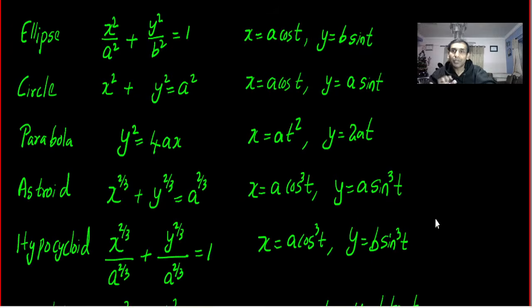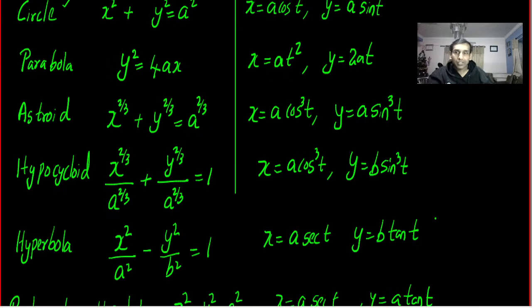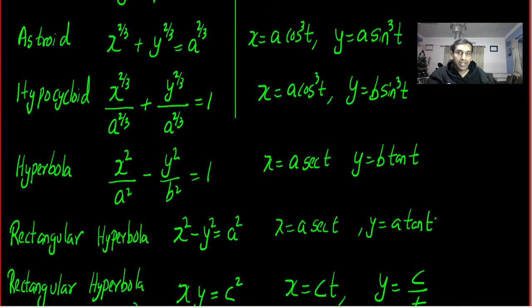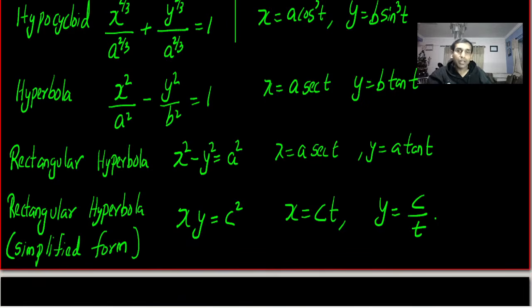If you don't know the parametric form, then I'll strongly recommend pause the video for a minute and copy one by one. Ellipse, circle. Can you see these are the standard equations you learned in your high school? So we have standard equation for ellipse, for circle, for parabola, and these are the parametric form. Hypocycloid, asteroid, hyperbola, rectangular hyperbola, and rectangular hyperbola in simplified form.